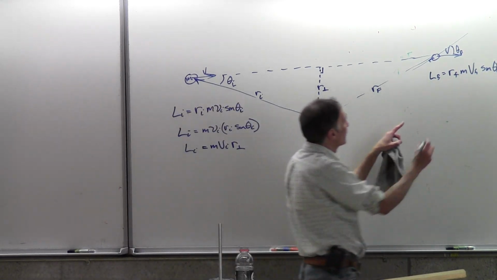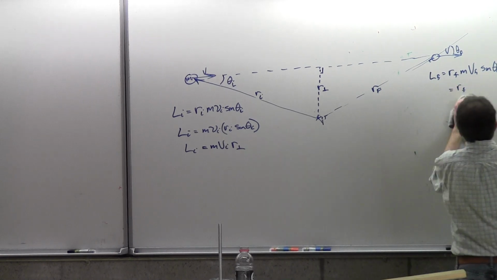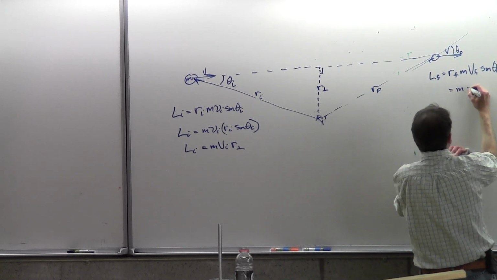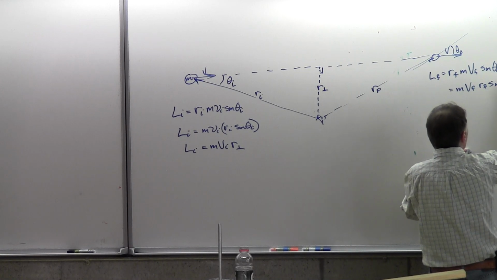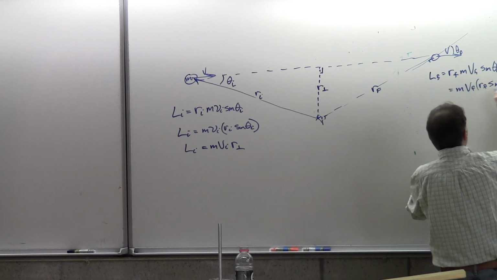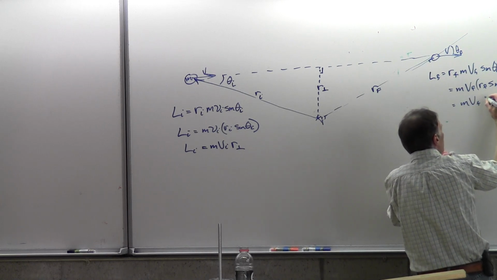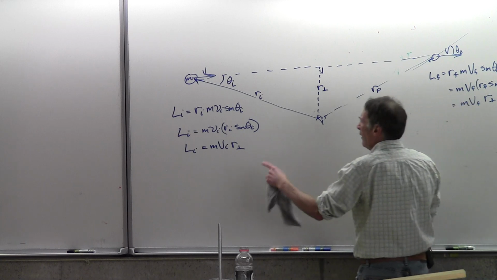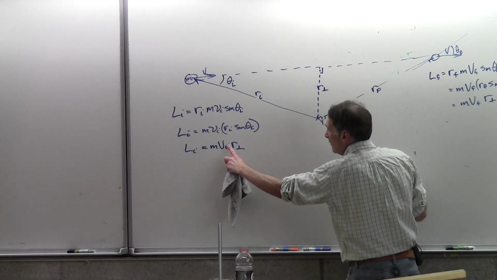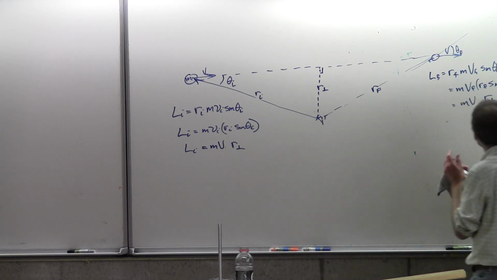And I can do that over here too. I'm going to say R final, I'm going to go M times V final, R final, group it with the sine of theta final, and this is nothing more than M V final times R perpendicular. Now, V initial and V final, by conservation of momentum, should have stayed the same. I shouldn't even put those subscripts on there.